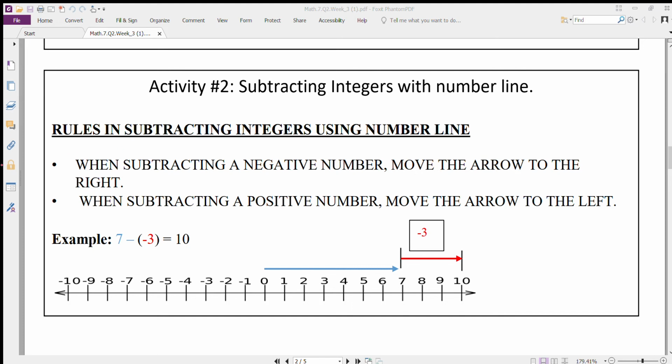Addition rule, case 1, same signs, add and keep. So we add 12 plus 4, which is 16. Keep the common sign of 12 and 4, which is negative. So your final answer is negative 16.